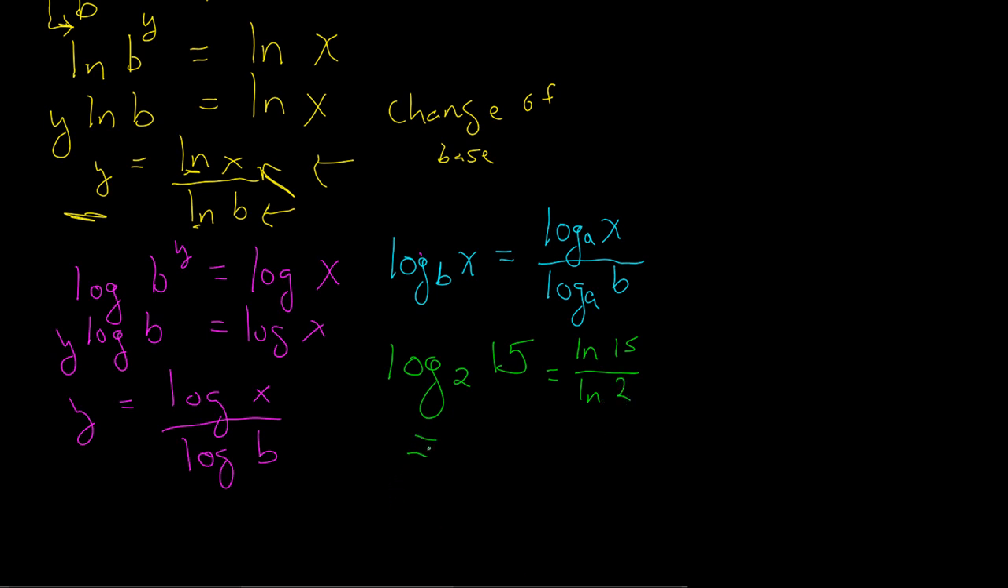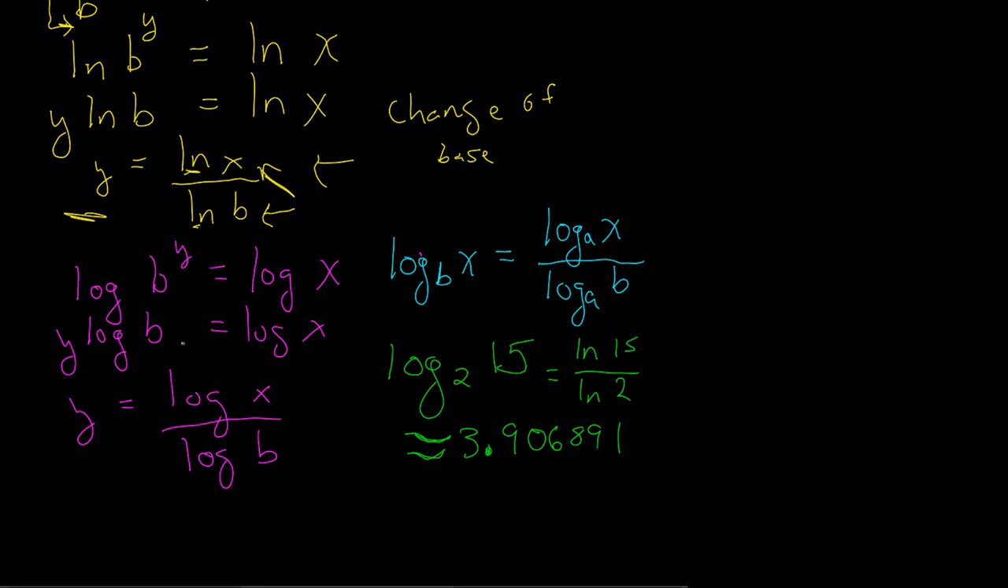Well, let me do that on my calculator. So ln 15 divided by ln 2 is 3.906891, and so on. Make that an approximate. I'll just leave it there.